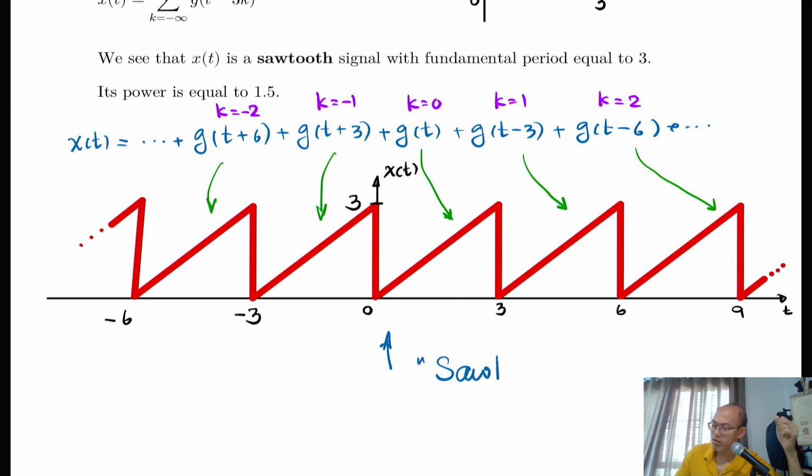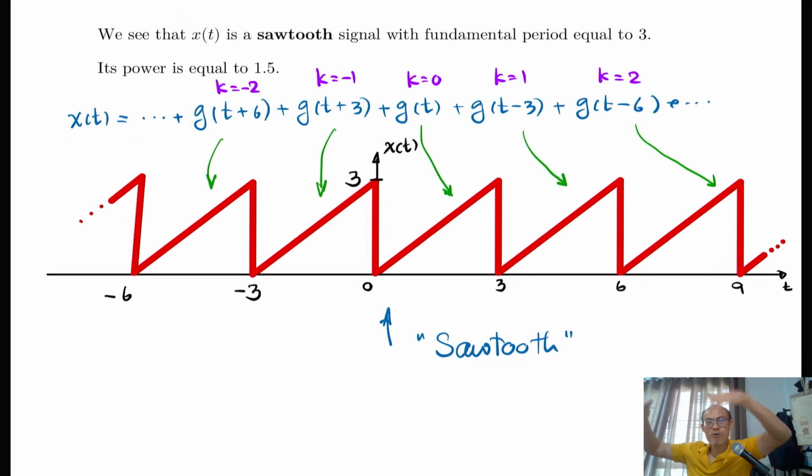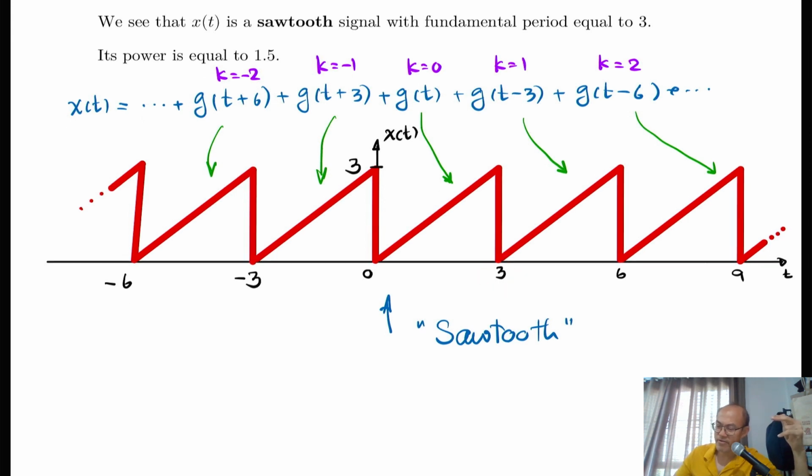The reason we call it a sawtooth signal is because it looks like a sawtooth. It looks like a saw, right? You use a saw to do something. Yeah, it looks like a sawtooth. So this is a sawtooth signal, and the period of it is 3, right? Period of it 3, and the power.